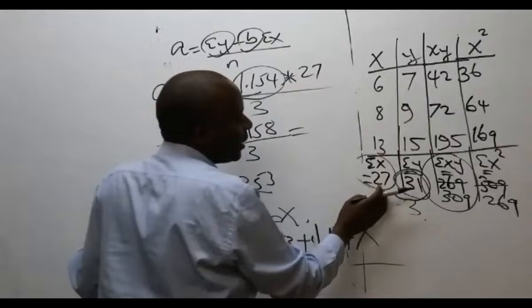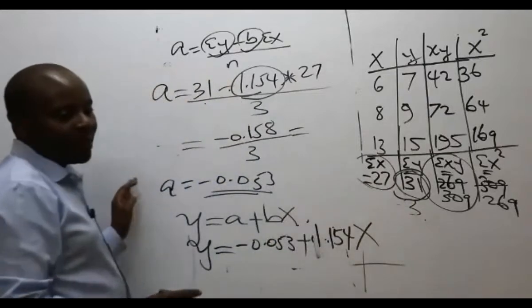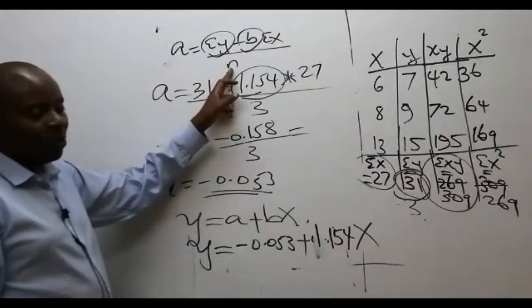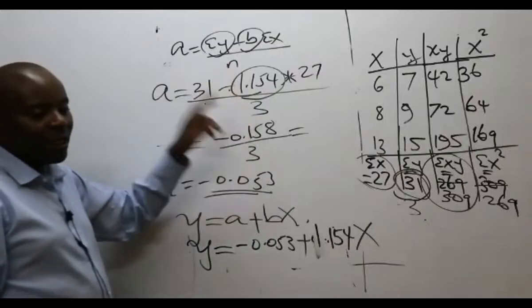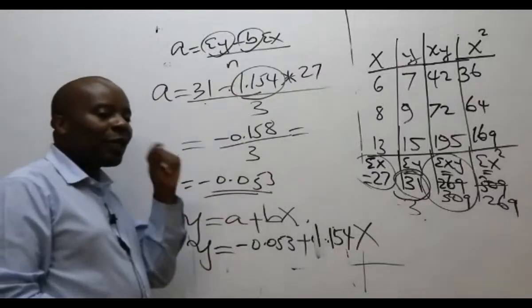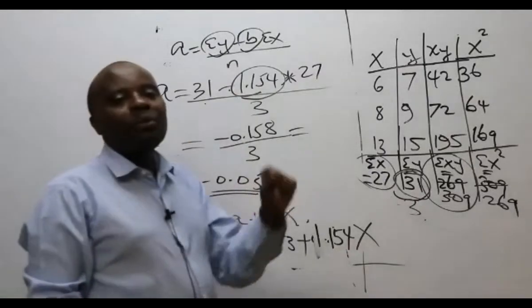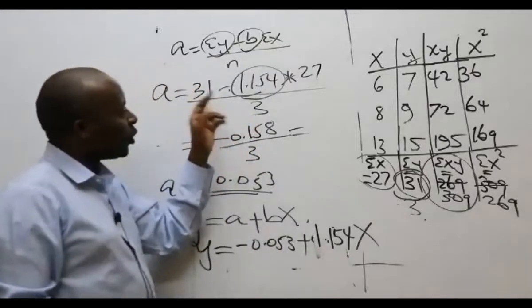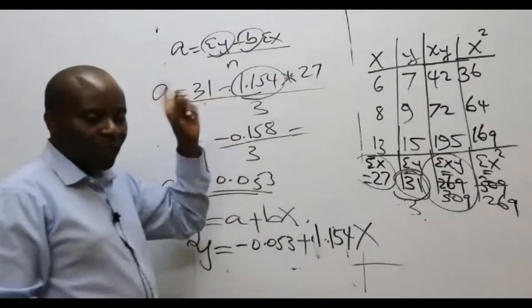The summations of x is what, somebody? It is 27. The summation of x is 27. Divide this by the number of points, and how many of them are they? 3. Fatima, you have made a mistake, you have not found the numerator separately. You must find the numerator separately with your calculator. Numerator, you say 31 minus 1.154 times 27.